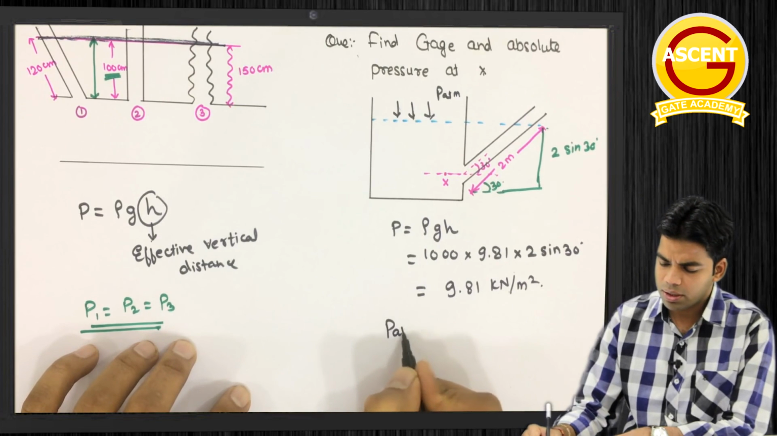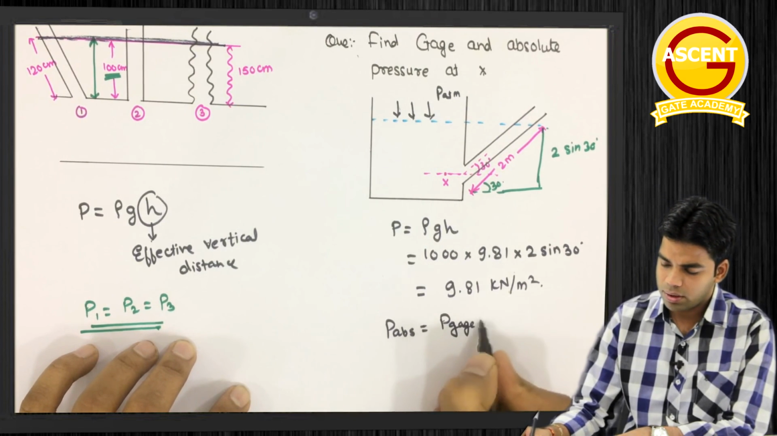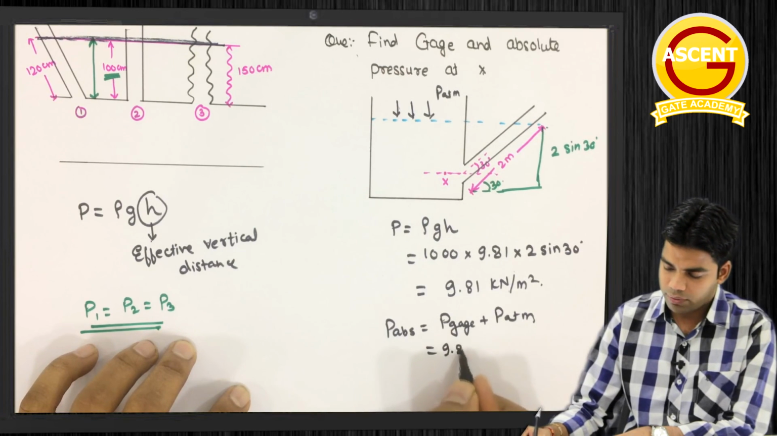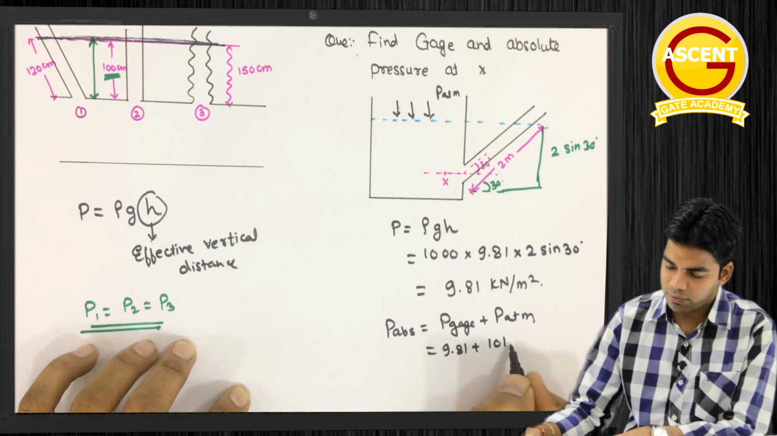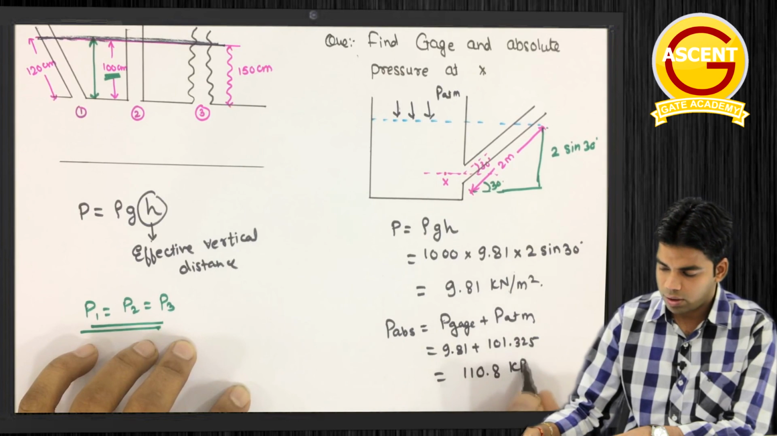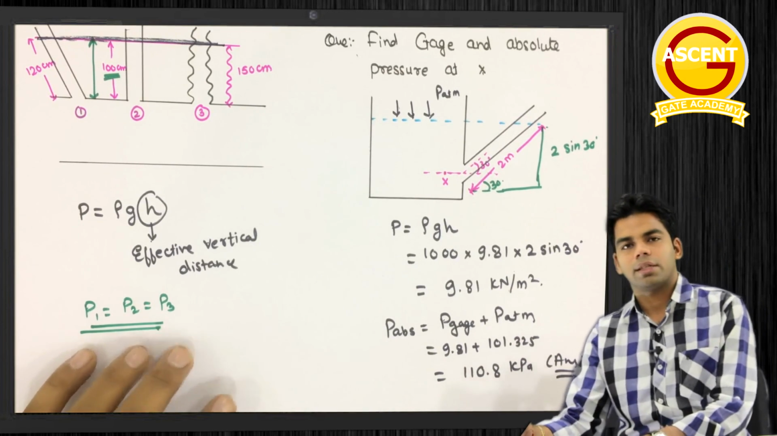What about absolute pressure? P absolute is equal to P gauge plus P atmosphere. So this will be 9.81 plus atmospheric pressure, 101.325. So this will be approximately 110.8 kilopascal. Answer. Getting this or not?